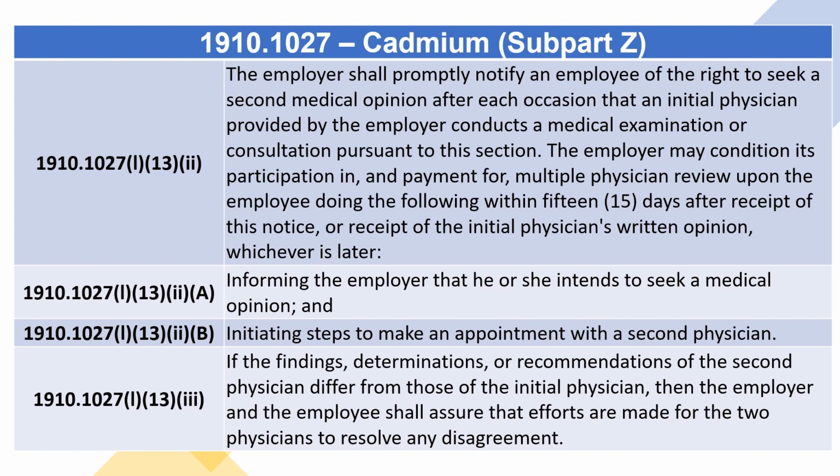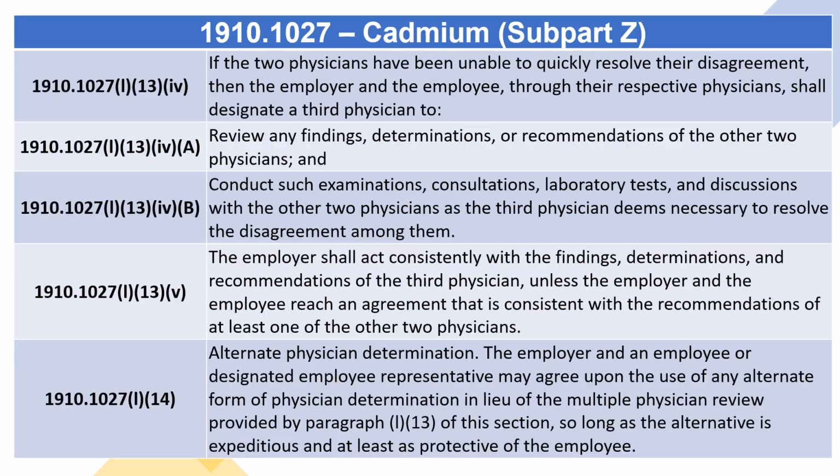1910.1027 (l)(13)(iii): If the findings, determinations, or recommendations of the second physician differ from those of the initial physician, then the employer and the employee shall assure that efforts are made for the two physicians to resolve any disagreement. 1910.1027 (l)(13)(iv): If the two physicians have been unable to quickly resolve their disagreement, then the employer and the employee, through their respective physicians, shall designate a third physician to: (A) and (B) review any findings, determinations, or recommendations of the other two physicians, and conduct such examinations, consultations, laboratory tests, and discussions with the other two physicians as the third physician deems necessary to resolve the disagreement among them.